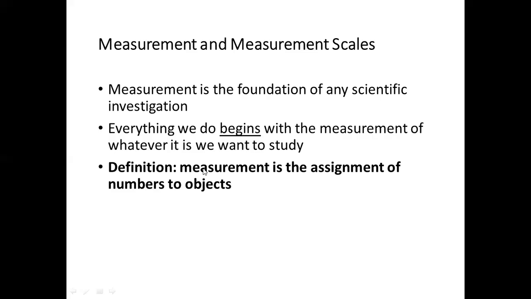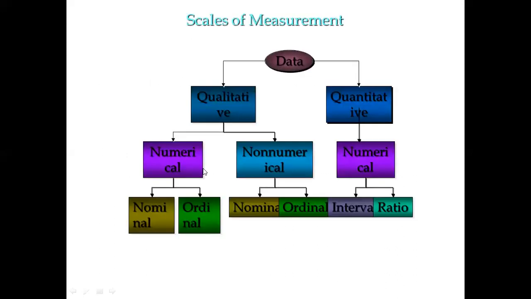So by way of definition, measurement is the assignment of numbers to objects, either nominal, scales, or what have you. Let me move on very quickly by introducing us to scales of measurement. We have the nominal and the ordinal, which are non-numerical under qualitative. Then we have the interval and ratio, which are numerical under quantitative.